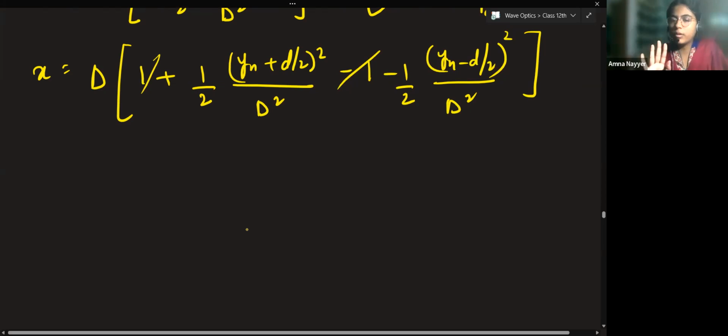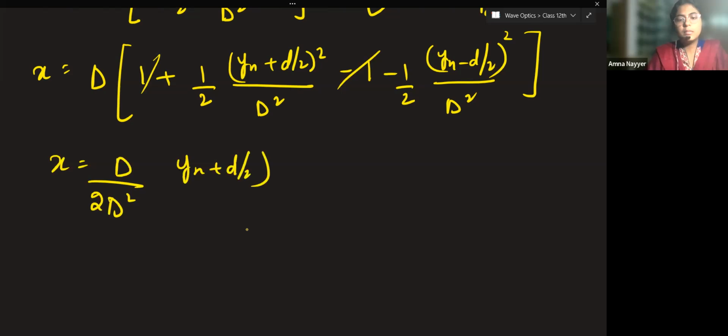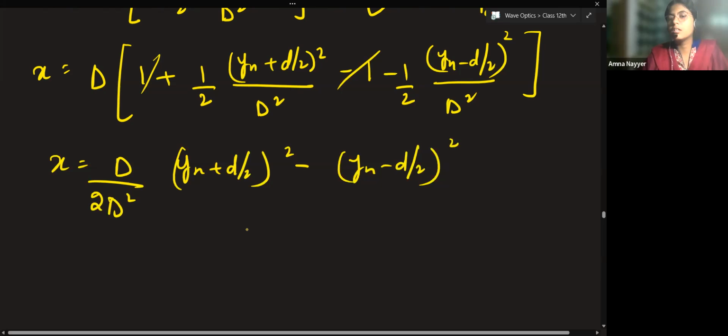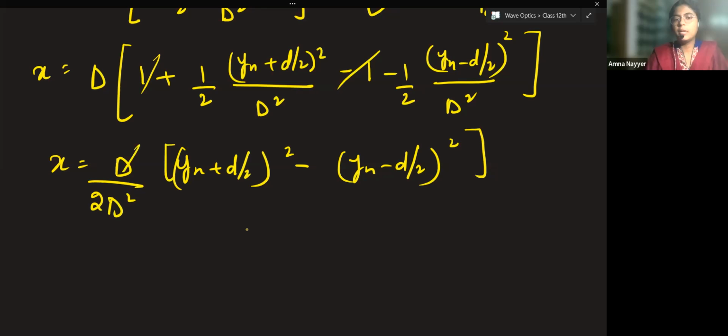If you take 2D square common, what will be left is (yn plus D by 2) whole square minus (yn minus D by 2) whole square. That's why we couldn't erase this negative sign; otherwise it would have cancelled and you'd be stuck at this step. So this is D times 1 by 2D.